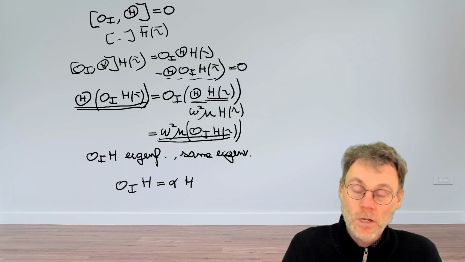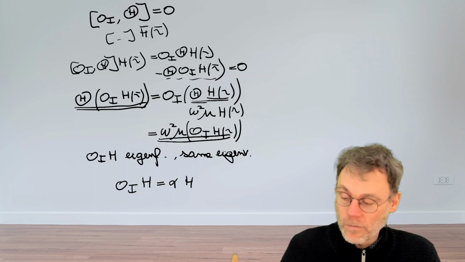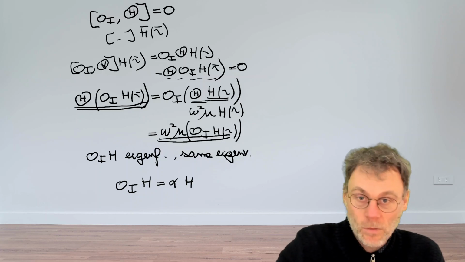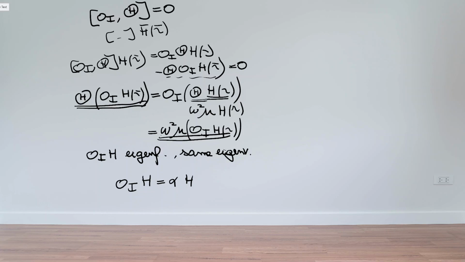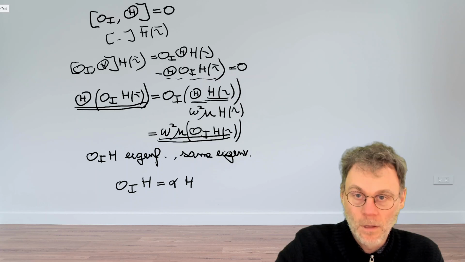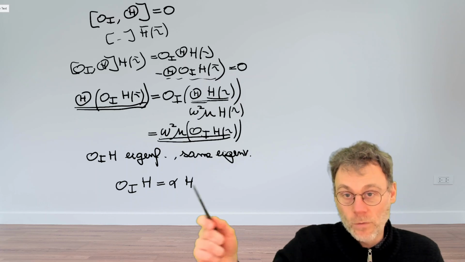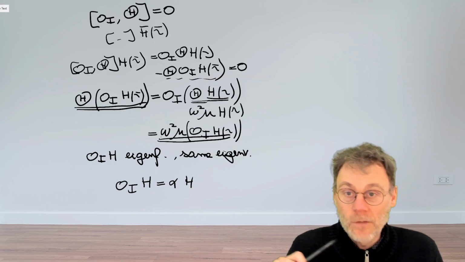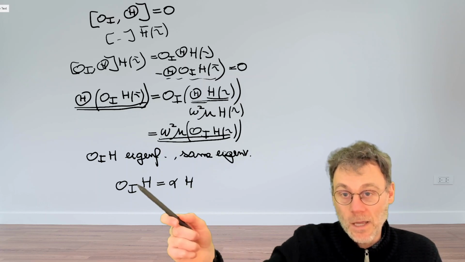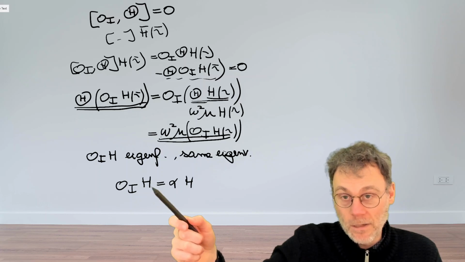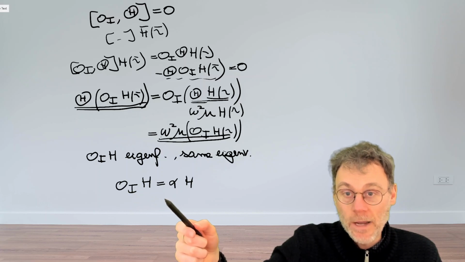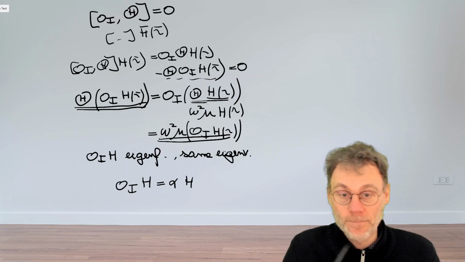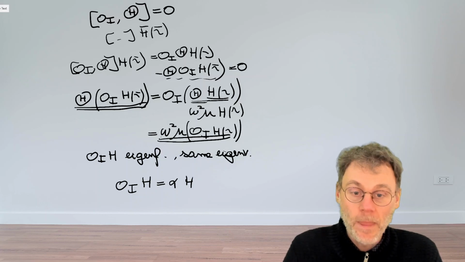Pause the video, look at that equation, and try to figure out what this equation actually means. So what would be one way of representing this equation just using words rather than symbols? Of course, you've guessed it, what we have up here is again another eigenvalue problem. Namely, it tells us that H here is again an eigenfunction of the operator OI in this case, with a certain eigenvalue, which is alpha.